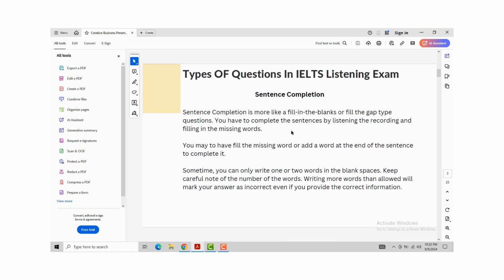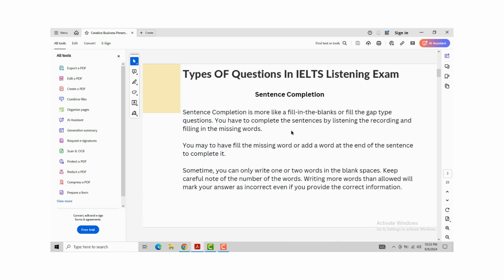You will be presented with fill in the gaps type questions. You have to listen to the audio recording, and from that recording you have to extract the answers and use those answers to fill in those gaps or blanks. You may have to fill in a missing word, or add a word at the end of the sentence to complete it.